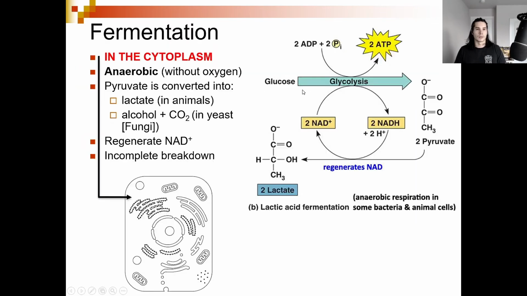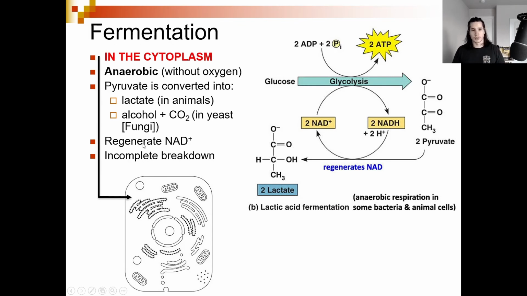Okay, so fermentation. This is going to happen in the cytoplasm. It is anaerobic, so without oxygen. And what happens is pyruvate is converted into lactate in animals. And if we're dealing with yeast, alcohol plus CO2. So that's why when you're fermenting wine, for example, you put that balloon on top and you'll see that balloon expand. That's because CO2 is actually getting generated a little bit, but you're still left with alcohol. That's the active ingredient you're looking for.